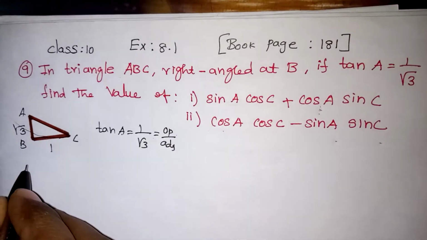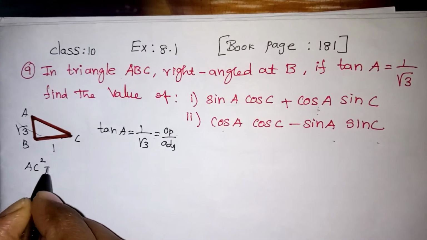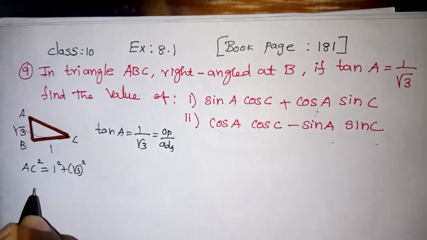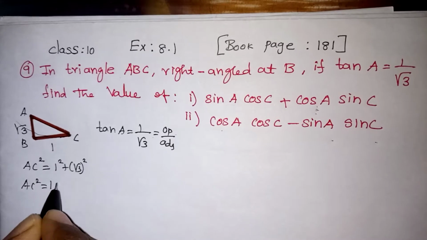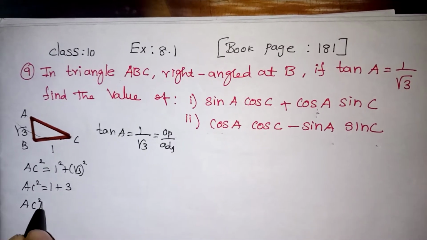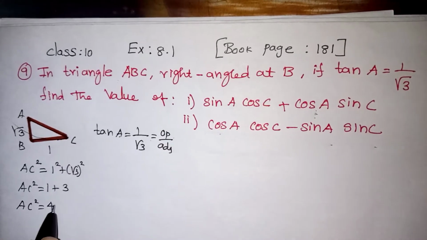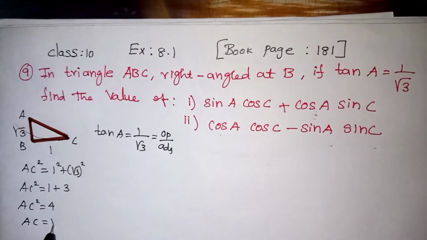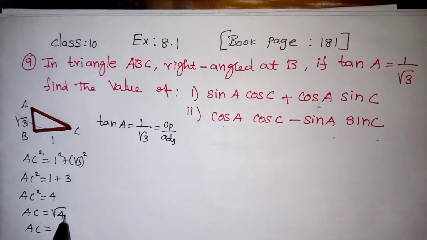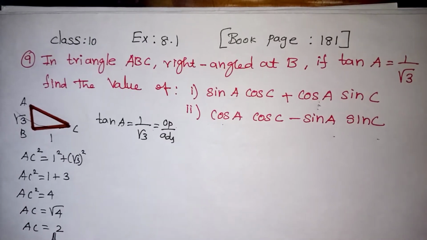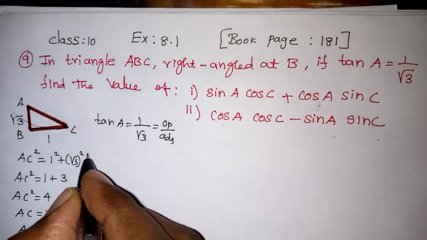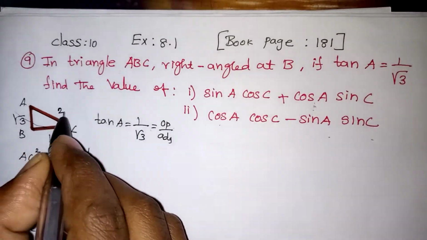By using the Pythagorean theorem, hypotenuse square, that is AC square, is equal to 1 squared plus root 3 squared. So AC square is equal to 1 squared is 1, root 3 into root 3 gives you 3, so AC square is equal to 4. The square you take to the other side, it becomes a square root. So AC is equal to root 4, so AC value will be 2 only. Whenever we take a number out of the root, it will have a plus or minus sign. But this is a distance between two points, it cannot be negative. That's why we always take positive. So AC is equal to 2.